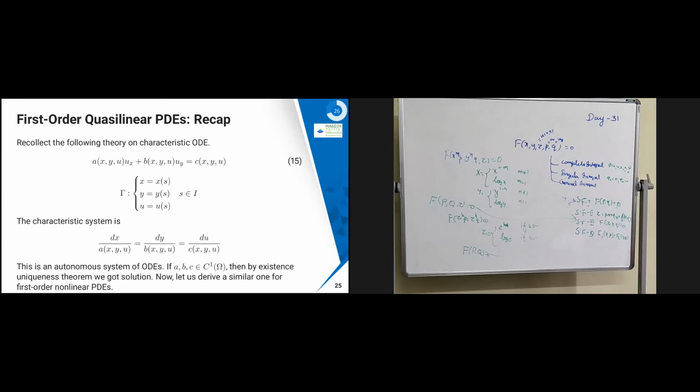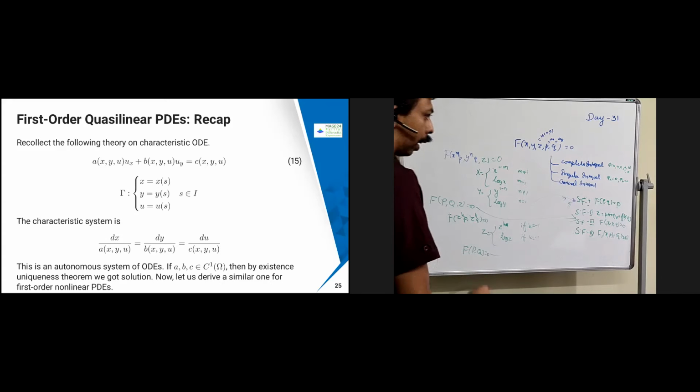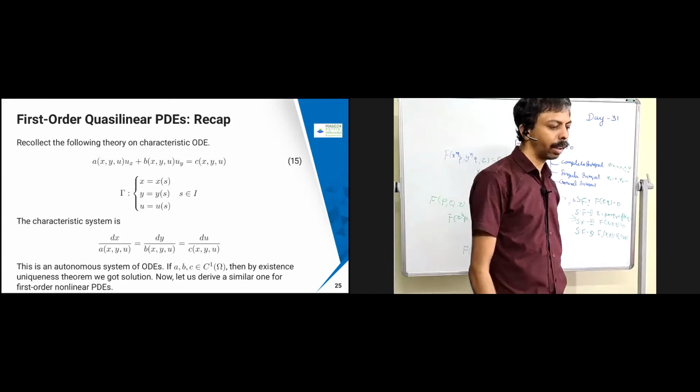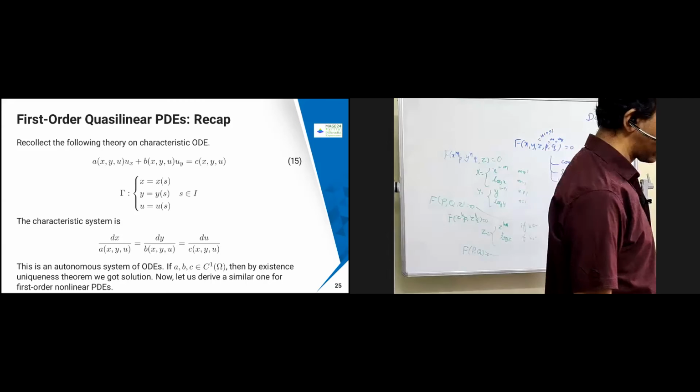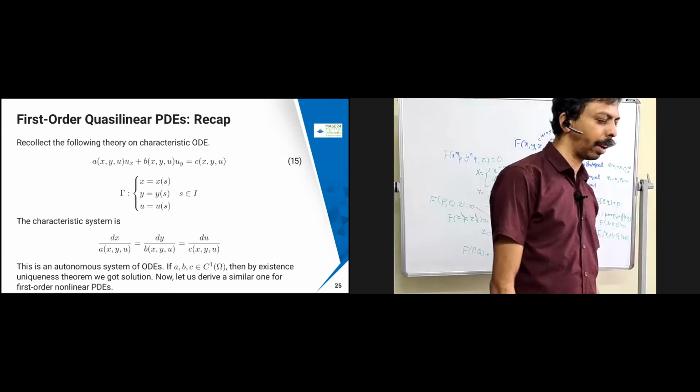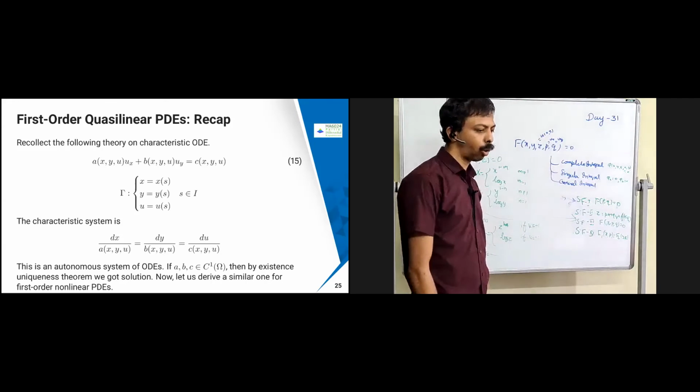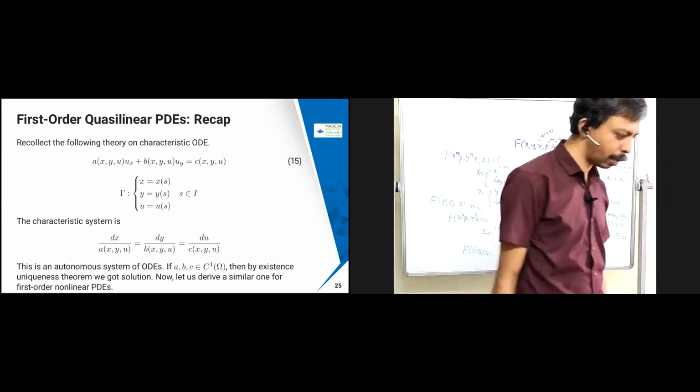So in Charpit's method, what we are going to do is use the characteristic equations only. The characteristic ODEs which we have read already. For first order quasi-linear PDEs, we have solved a similar kind of problem.